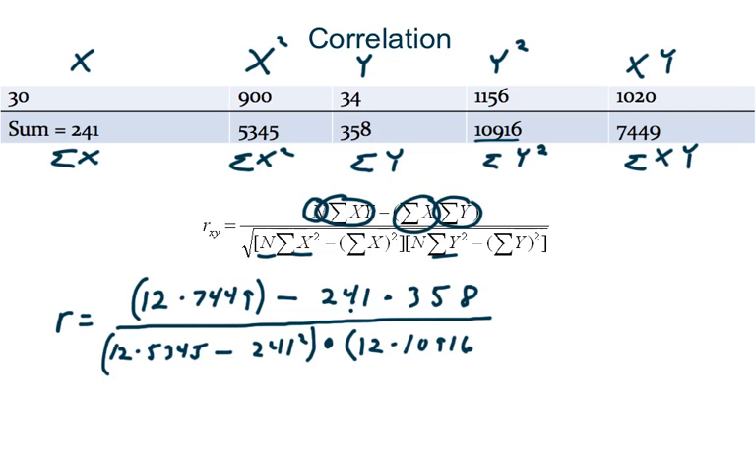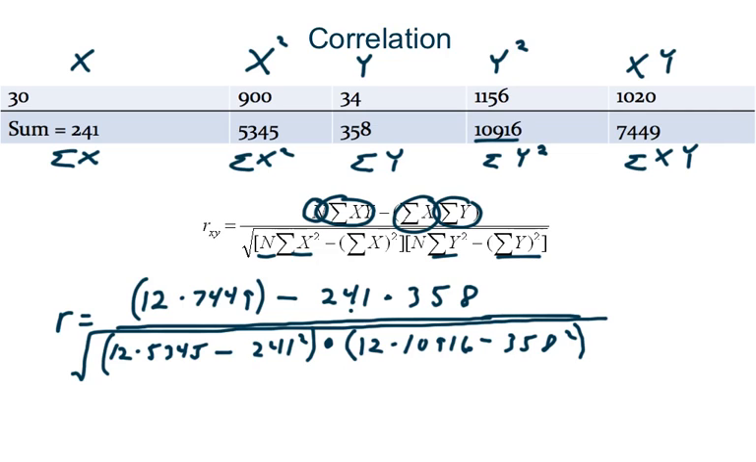And from that, we subtract the sum of y, quantity squared, which is 358 squared. And then you have to remember this, take the square root of that whole thing. So when we reduce that down, we get 3110 divided by 4139.427. There, I fit it in there.